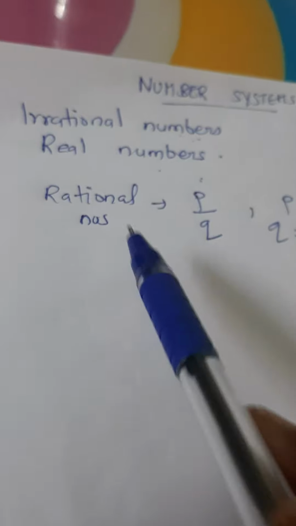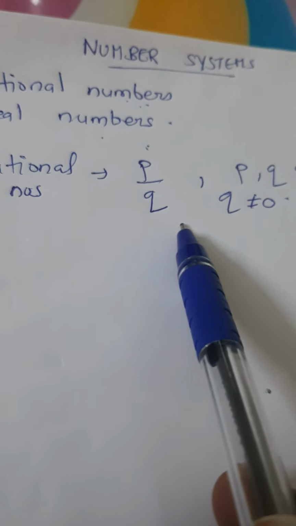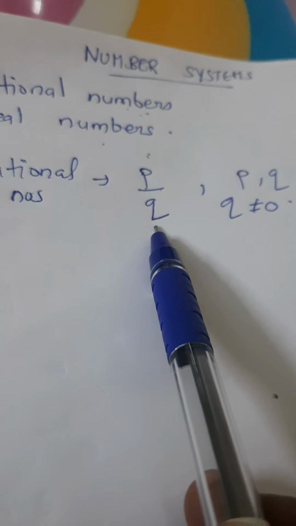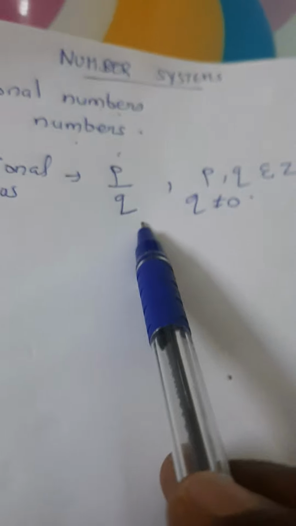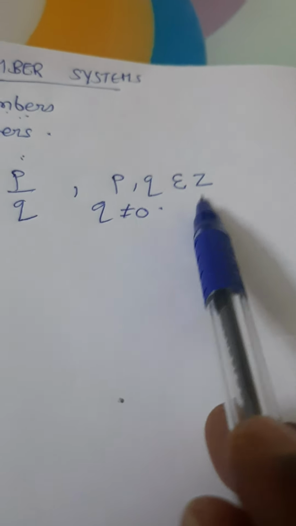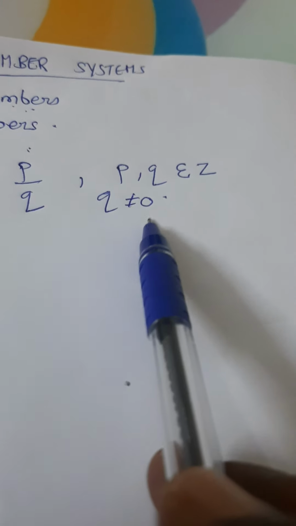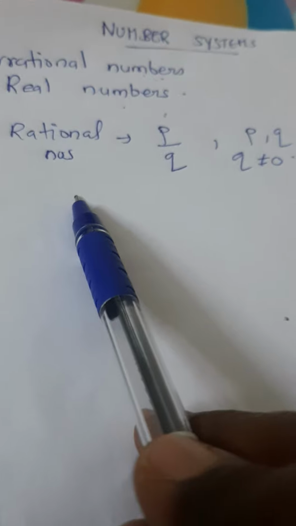Now, according to the definition of rational numbers, all the numbers that can be represented in the form of p by q are known as rational numbers, where p and q are integers, that means they belong to the set of integers, and the denominator q should never be 0. So these numbers are known as rational numbers.